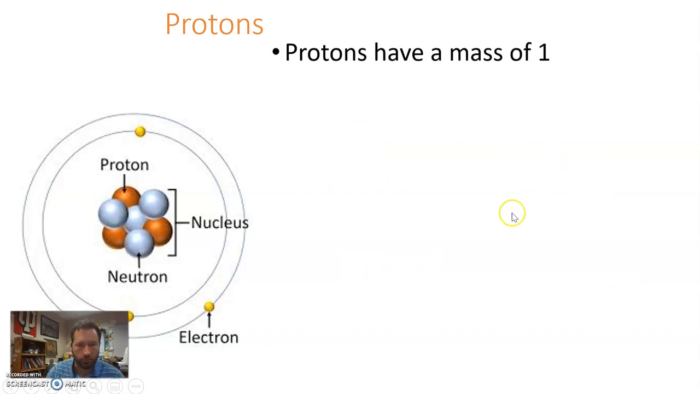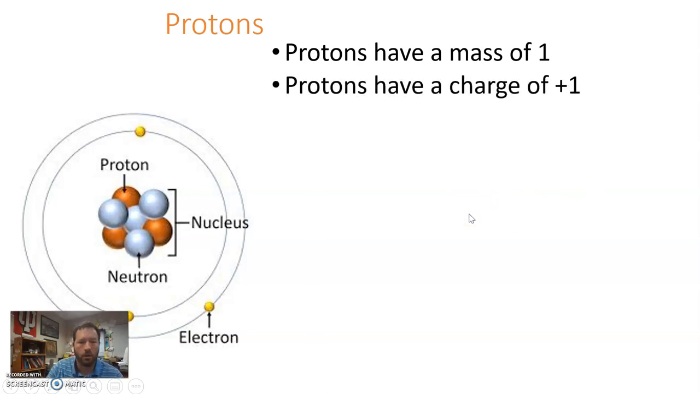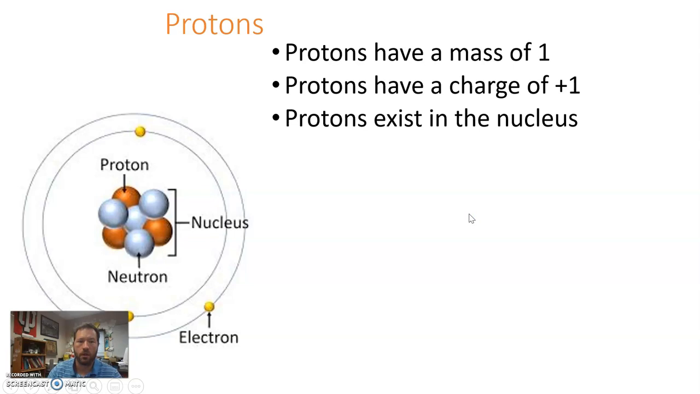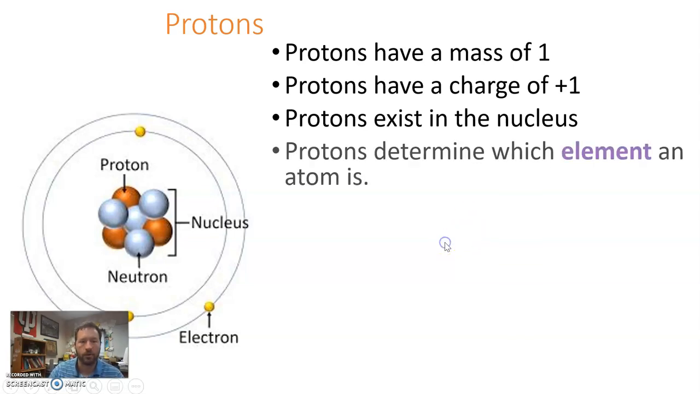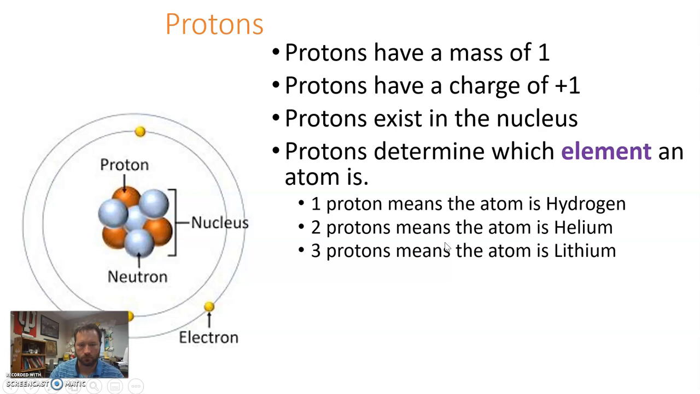All right, let's take a closer look at protons, one of the subatomic particles. They have a mass of 1, a charge of +1, and the protons exist or live in the nucleus of the atom. Protons determine which element the atom belongs to. So any atom that has 1 proton is an atom of the element hydrogen. Any atom that has 2 protons is an atom of the element helium. 3 protons, and you have an atom of the element lithium.